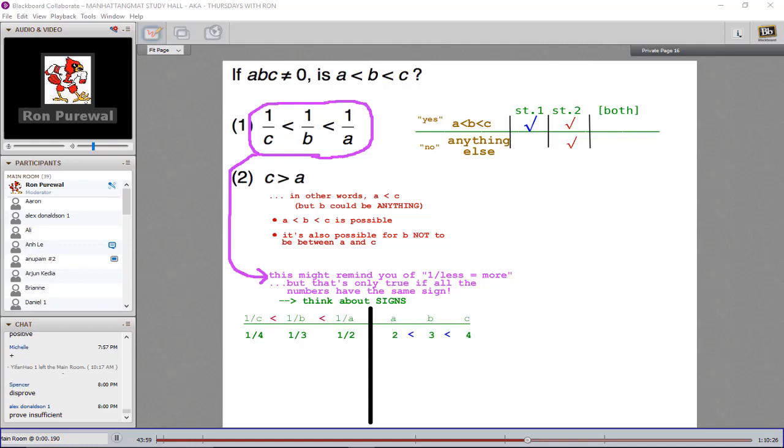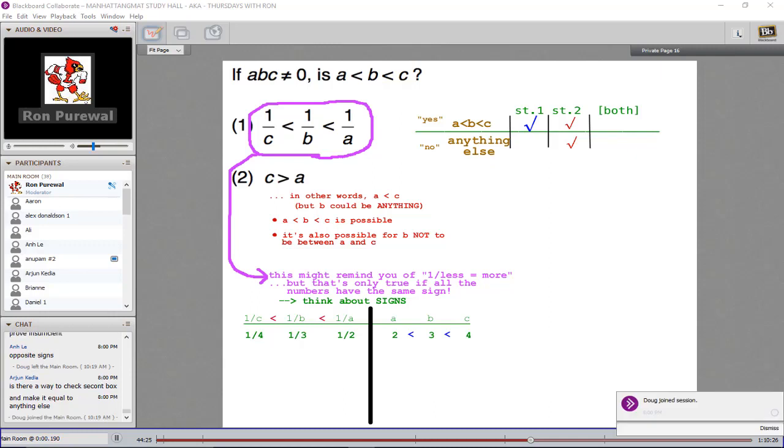What are we specifically trying to do? Remember, don't use words like disprove and prove insufficient. Those are not goals. We need to get A, B, and C in an order that is not A less than B less than C. I mean, we need to get them out of this order is the point. And one very easy way to do that is just to make one of them negative.